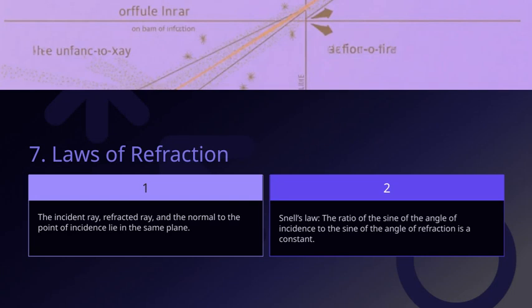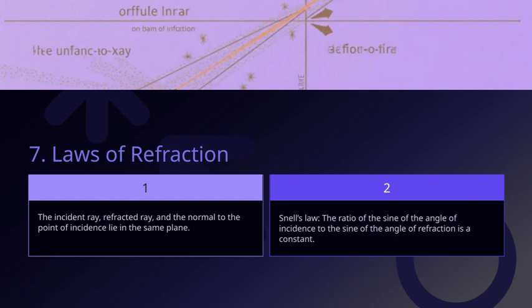Now let's look at Snell's law. This tells us that the ratio of the sine of the angle of incidence to the sine of the angle of refraction is a constant. Essentially, this means that when light passes from one medium to another, the change in direction is predictable and governed by this constant ratio. It's also important to remember that the incident ray, the refracted ray, and the normal to the point where the light hits all lie in the same plane.